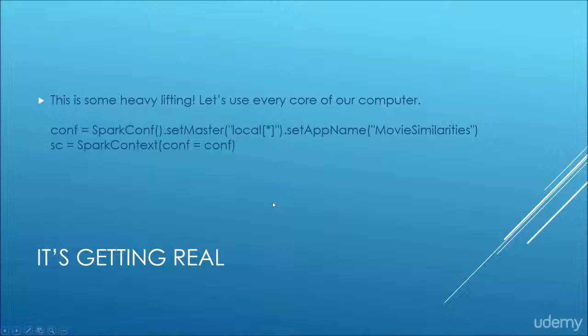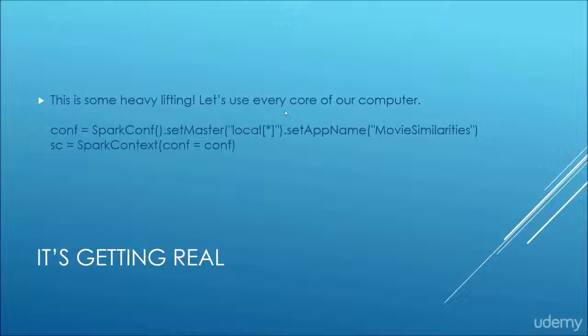So one thing I want to point out first too is that we're doing some pretty heavy lifting here. That self-join is a huge operation. It generates a huge RDD. So it's time to start splitting this up across more than just one CPU. Odds are your PC at home has at least 2 cores on it.